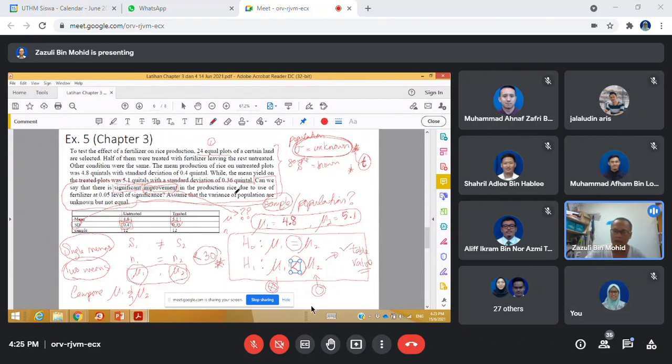Daripada sini kamu tengok balik, barulah kamu boleh dapatkan formula yang betul untuk mengira dan tabel yang betul untuk mengira. Jadi dari sini, sebelum ini ramai yang mengatakan, I think almost 80%, bahawa benda ni adalah not equal. Bila kamu dapat benda ni smaller than, ini one tail test ke two tail test? One tail test. This is a one tail test.